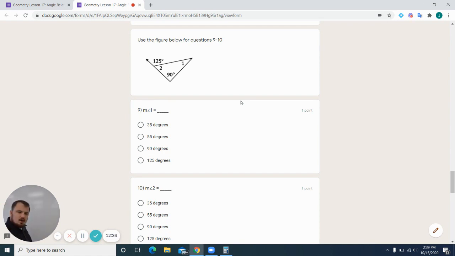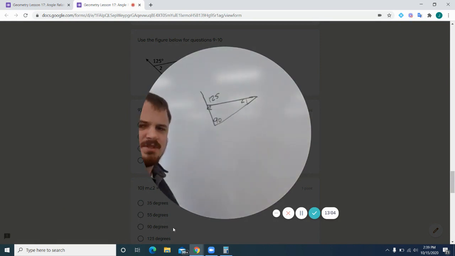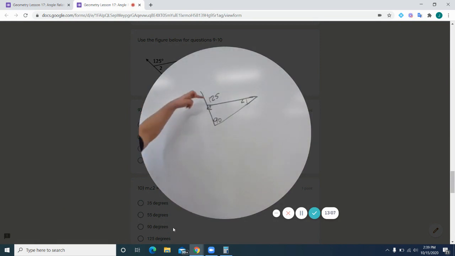All right, so we have 125 right here, and then we have angle 2, we have 90, and then we have angle 1. So what's angle 1, and then what's angle 2? That's all we're figuring out. This one's not going to be too much of a problem.